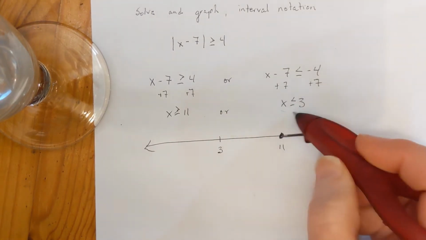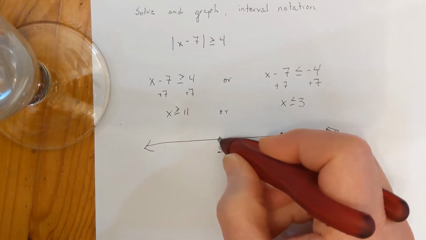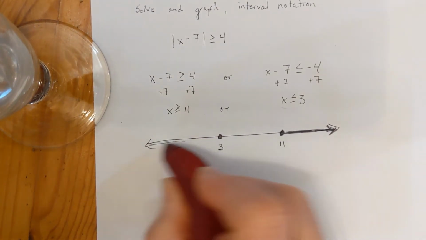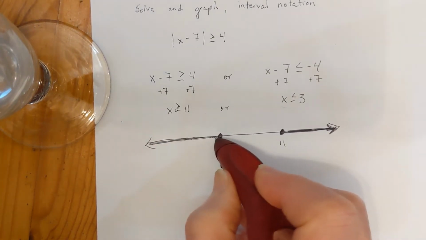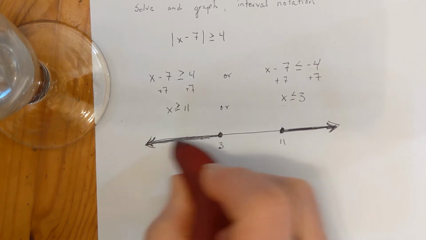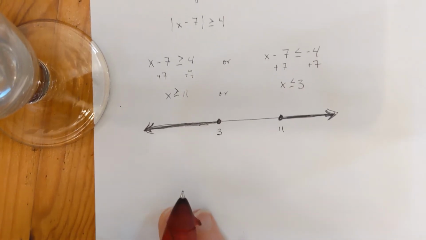Or it's going to be less than or equal to 3. So again, or equal to means there's a solid dot here at 3, and it's going to go down towards negative infinity because x is less than 3. So x is anything in those solid lines.